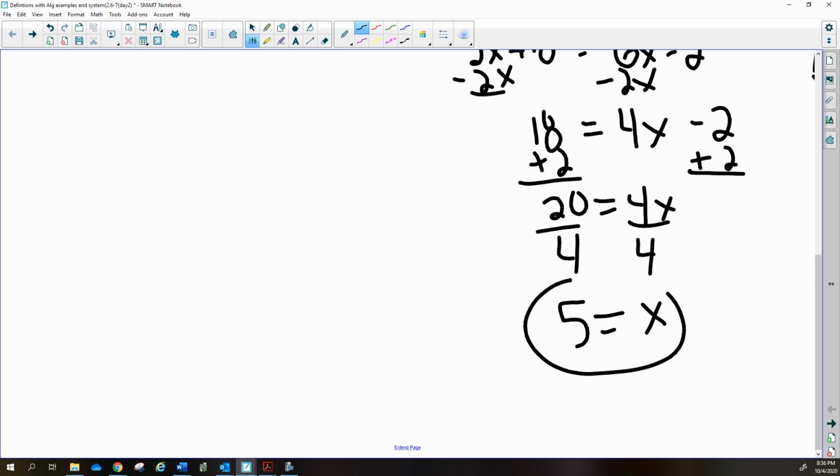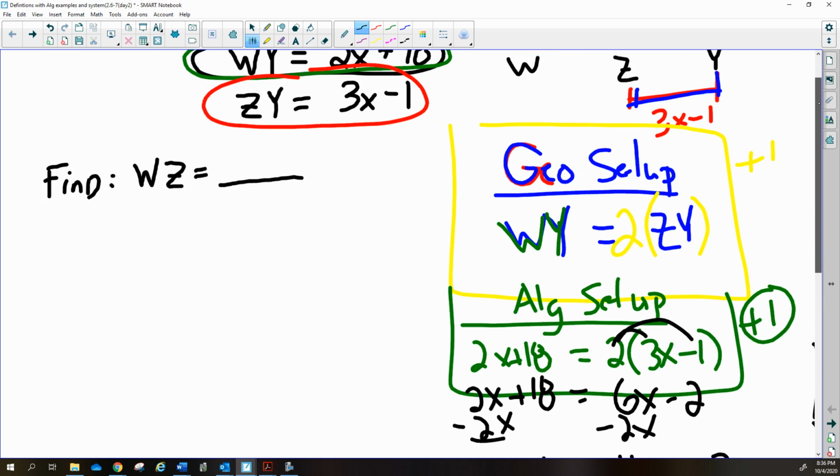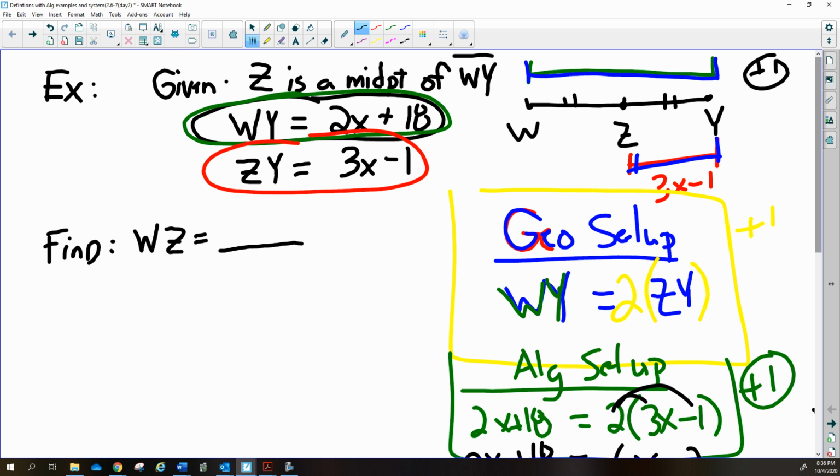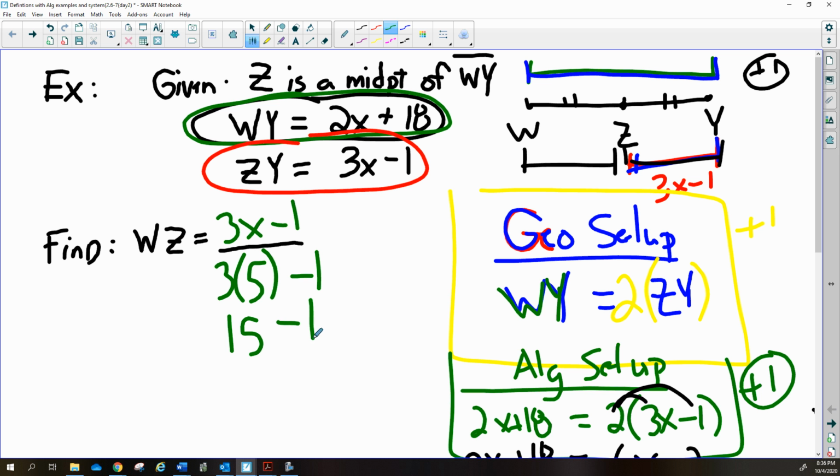Once I have x is 5, I can look back up here and say, oh yeah, I was asked to find the length right here of WZ. But the length here of WZ is the same length right over here as ZY. So WZ has an algebra formula here of 3x minus 1. So I'm going to plug in my 5 for the x that I had before, and I have 15 minus 1, which gives me a length of 14 for WZ.